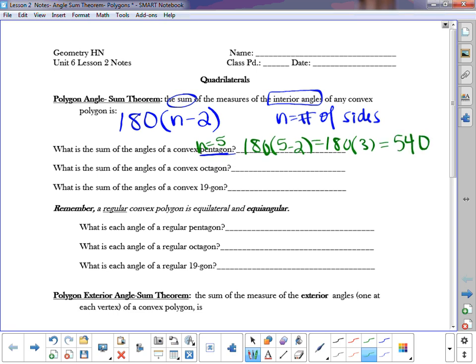540. So 3 times 100 is 300. 3 times 80 is 240, right? 3 times 8 is 24. So add those together, get 540.